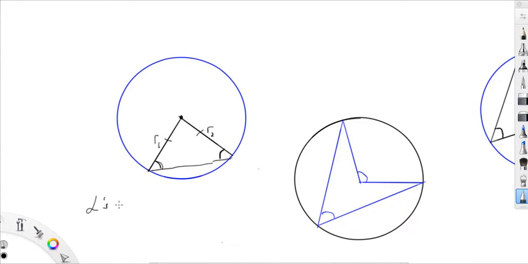Angles in isosceles triangle are equal. And that's because two radii can be identified. Cool. Next rule.